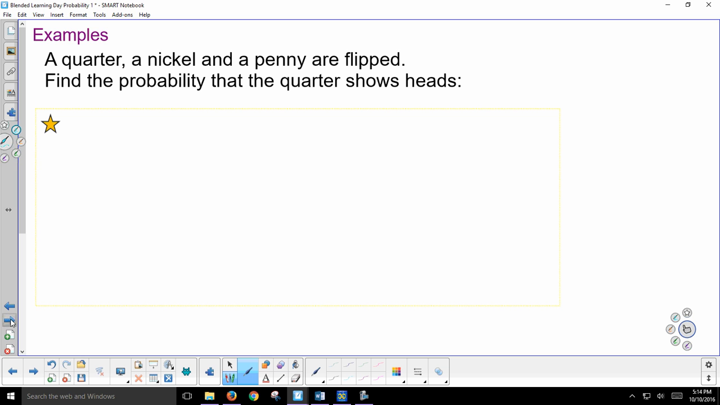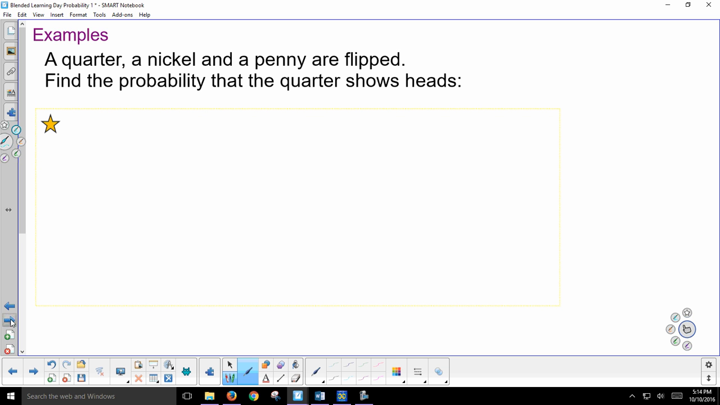All right, this is it. We're going to talk a little bit about how to deal with the quiz, but for right now, we need to do a couple more examples. So a quarter, a nickel, and a penny are flipped. What's the probability that the quarter shows a head?